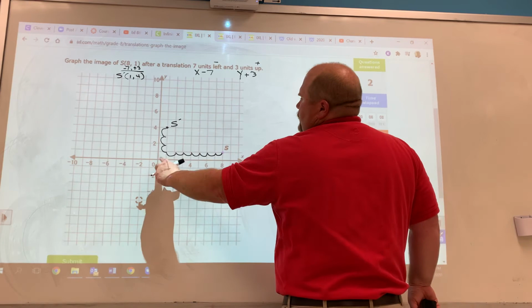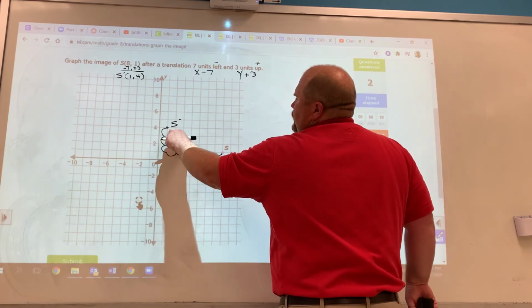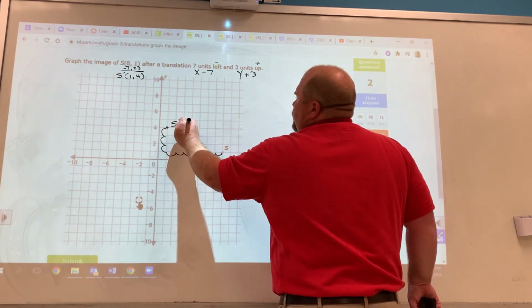Well, let's look at where we're at. Start at the origin, 1 place to the right, 4 places up. There is S prime, 1, 4.